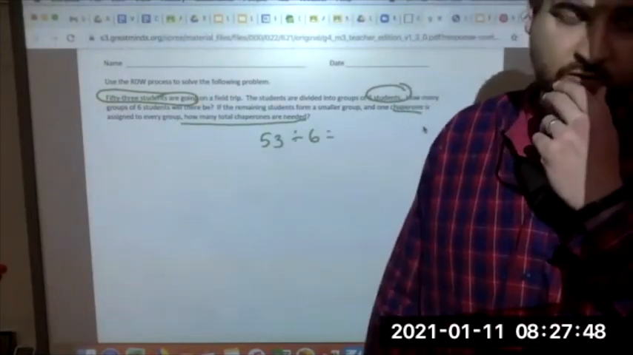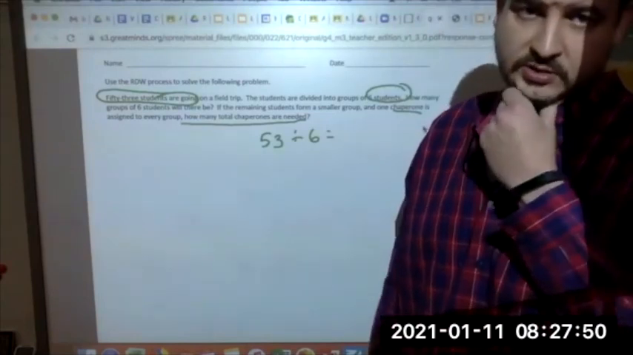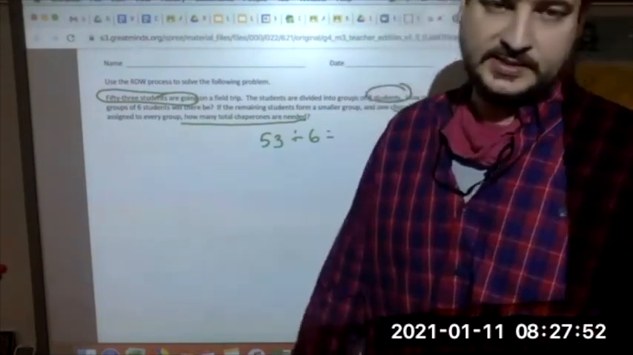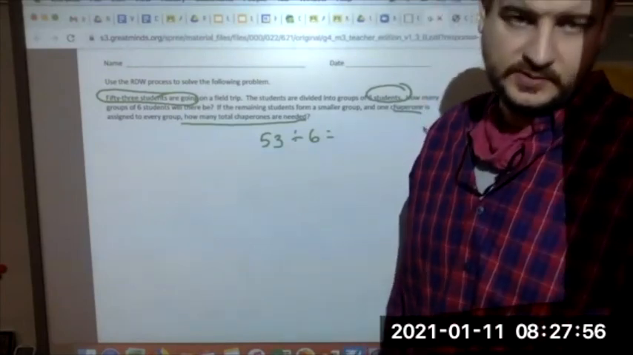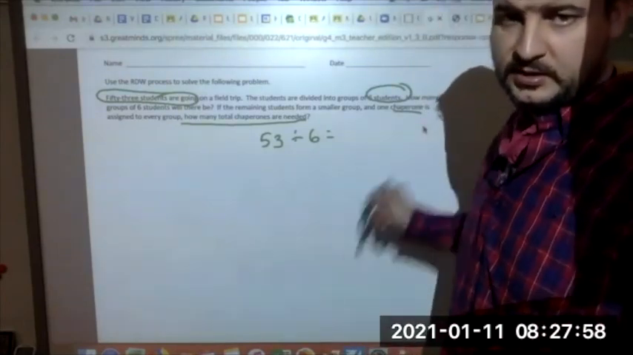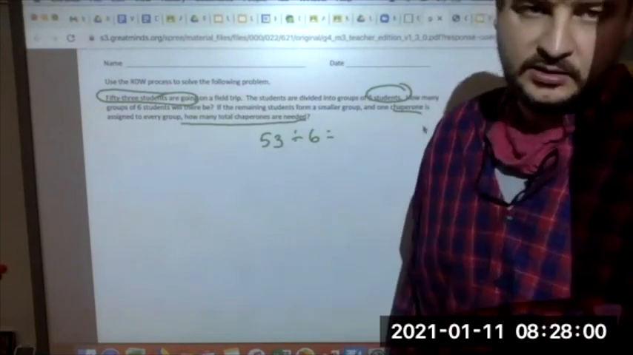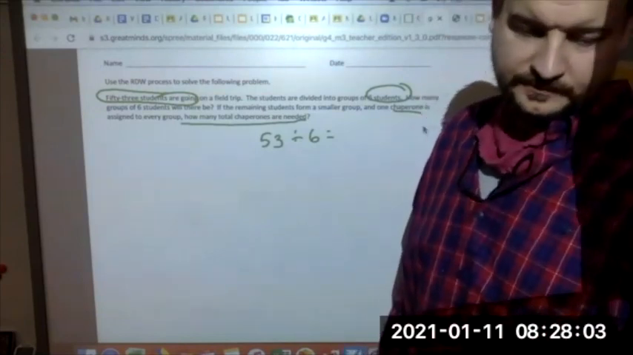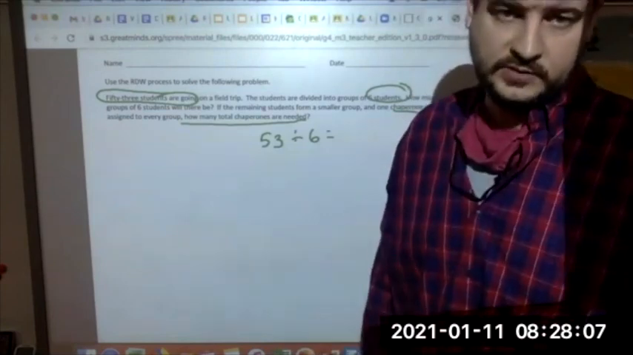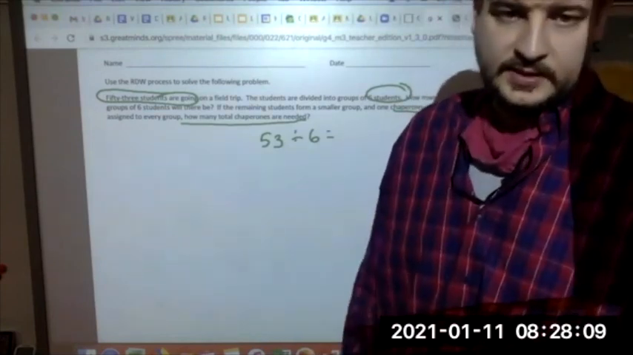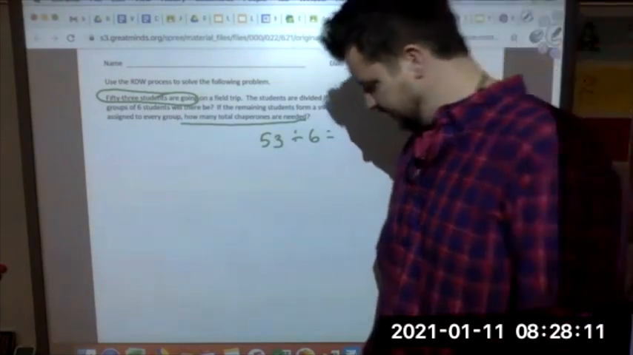Okay, so there's 2 strategies that you could use. You could make groups of 6. That will take a very long time. Or you can try to think of your multiples of 6, list them out, and try to get as close to 53 without going over. So this one is for you to do on your own, see what you've learned, and you'll be putting that into that form.